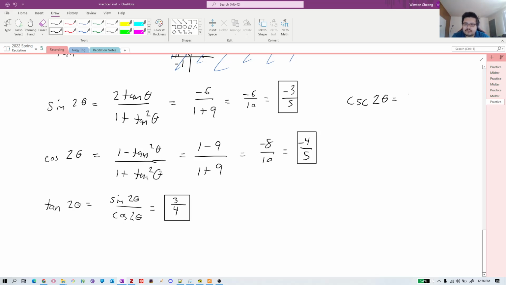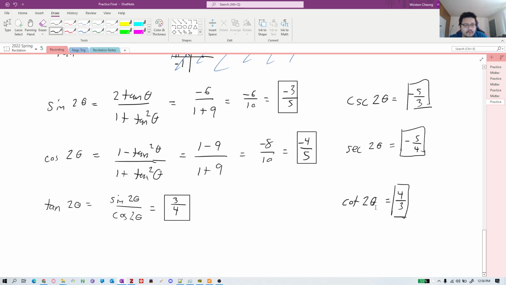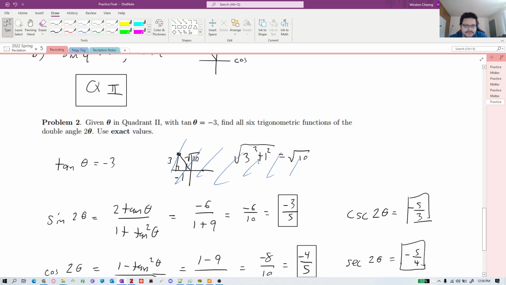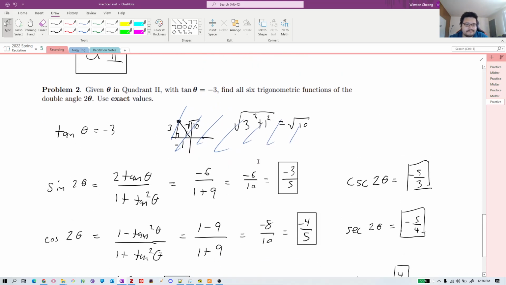Cosecant is a reciprocal, and it's going to be negative 5 over 3. Secant is reciprocal of cosine, and that's going to be negative 5 over 4. And then reciprocal of tangent is cotangent of 2 theta. That's going to be 4 over 3. Okay, we can box all of those. I'll just do that by hand because that's faster. Right. Anything else? No, that's it for this problem.